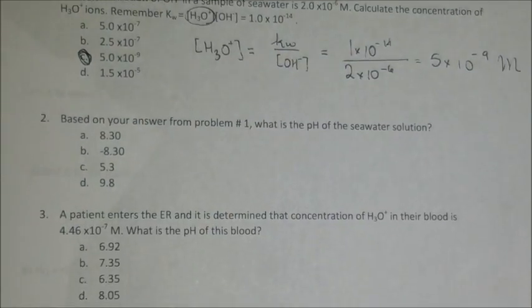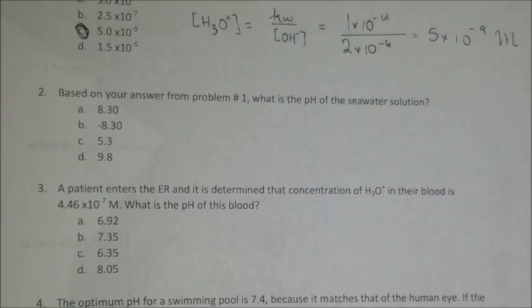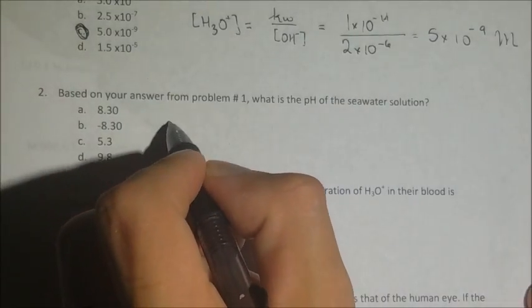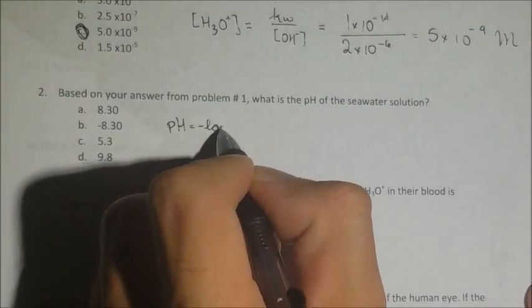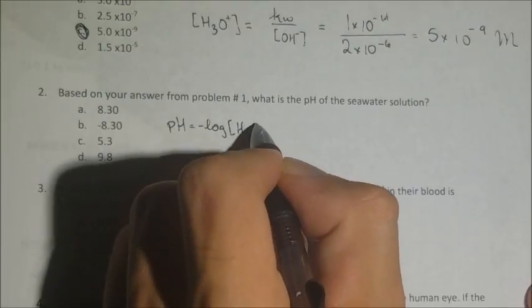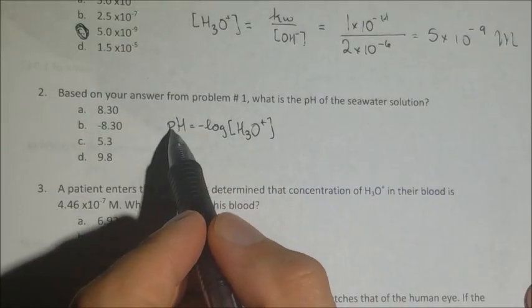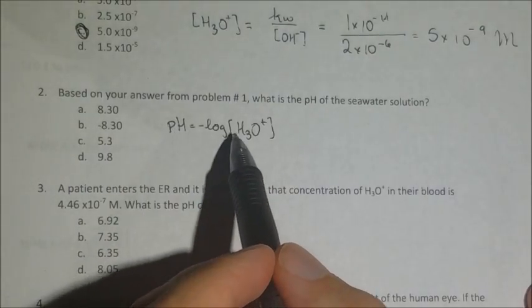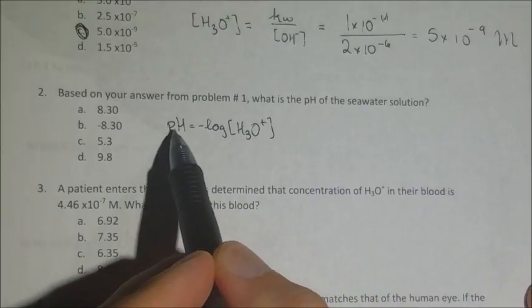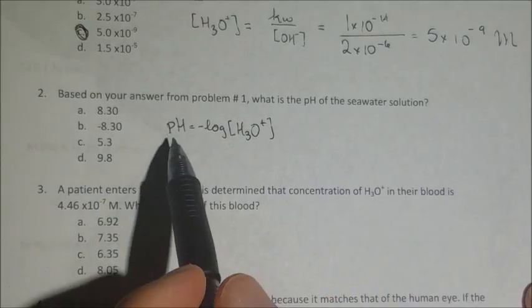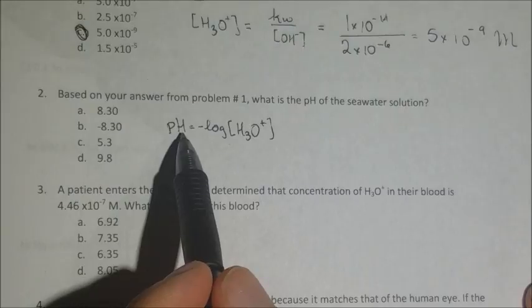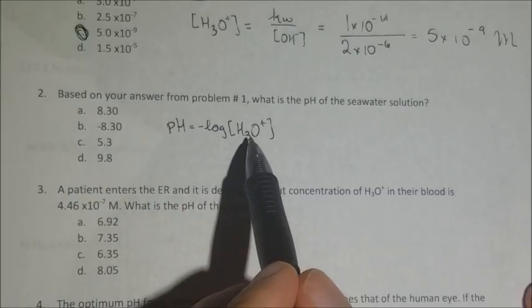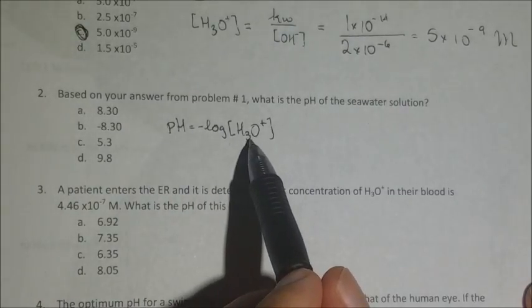Now moving right along to number two, based on the answer from problem one, what is the pH of the seawater solution? So we got to remember here that pH is the negative log of the hydronium concentration. Okay, all that the P represents here is negative log, right? So if we're taking the negative log of the hydronium concentration, we're getting pH. So just to remind you real quick that if we had a pOH here, then we'd be taking the negative log of the hydroxide concentration, the OH minus concentration.